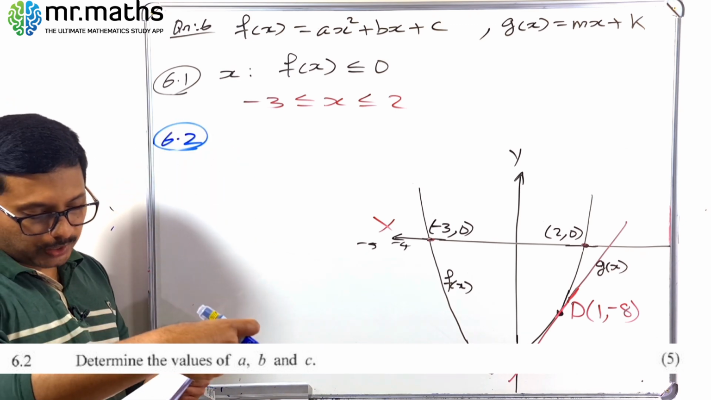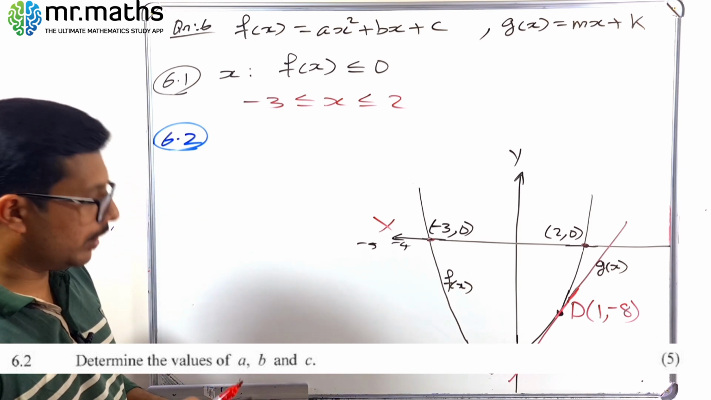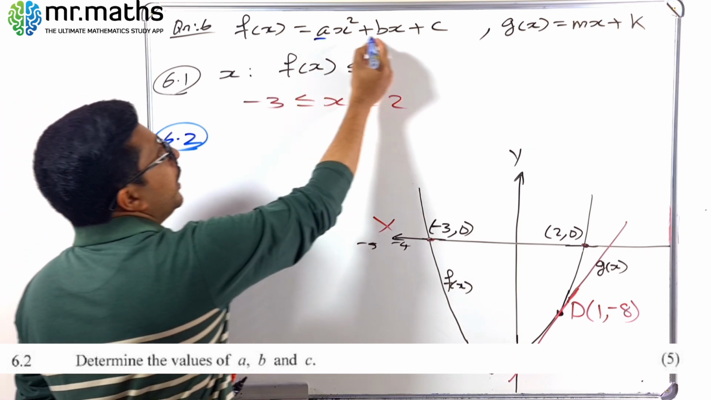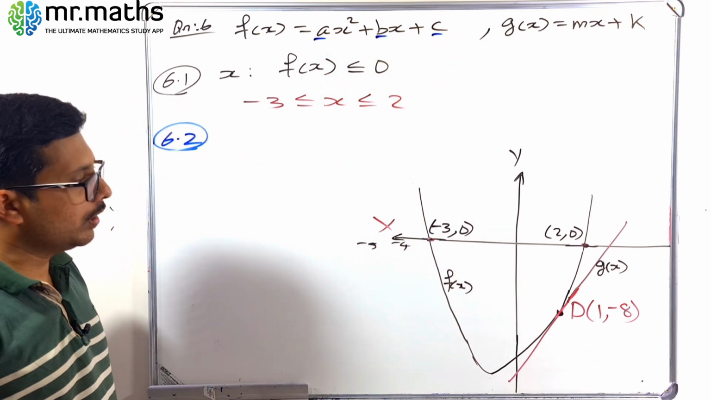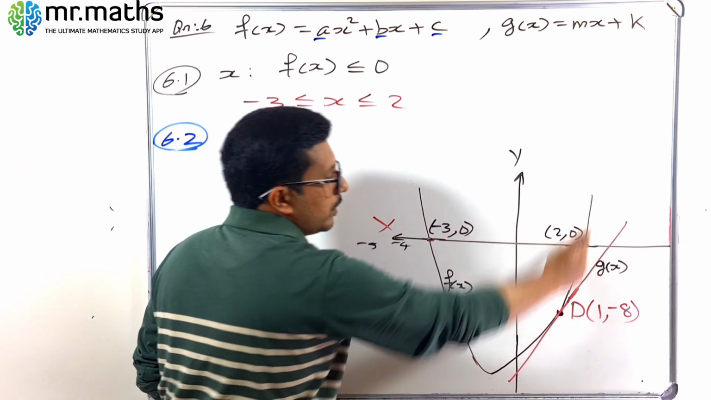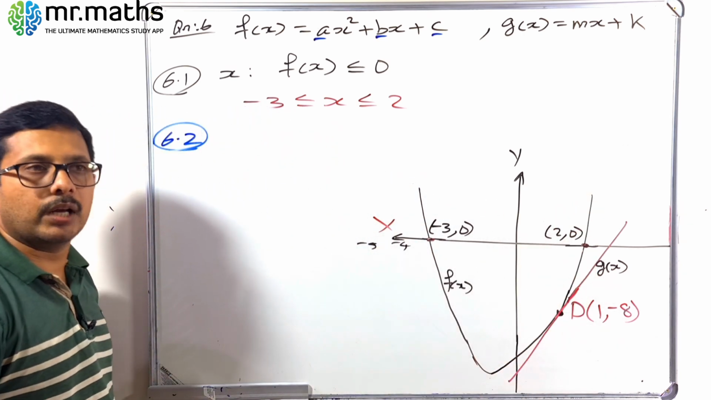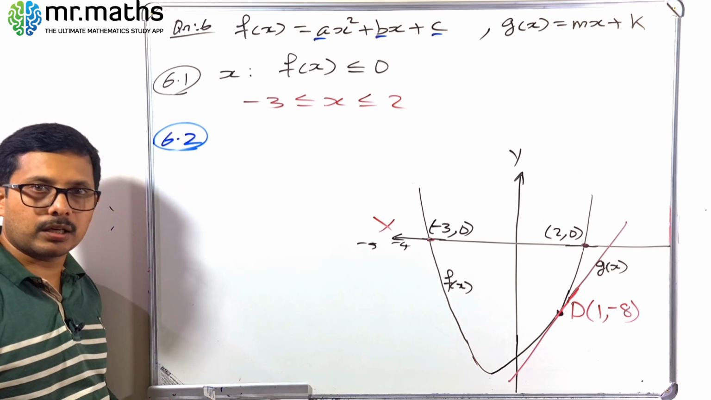Determine the values of a, b and c. You have to find the values of a, b, c. Where are these a, b, c? You have to find the values of that one. Okay, so here what you have to do is, since this f of x is a quadratic equation, a quadratic graph or a parabola, you studied 3 methods, 3 general formulas.